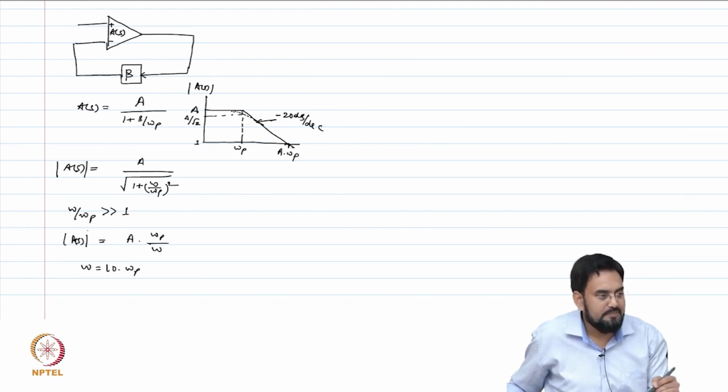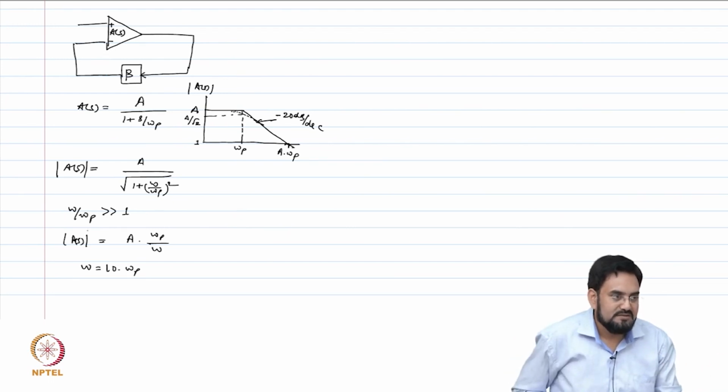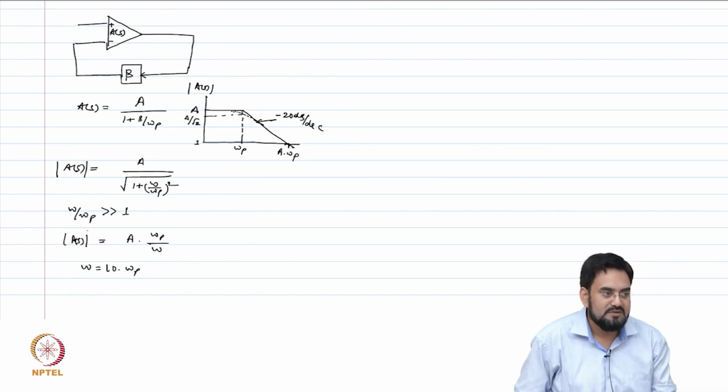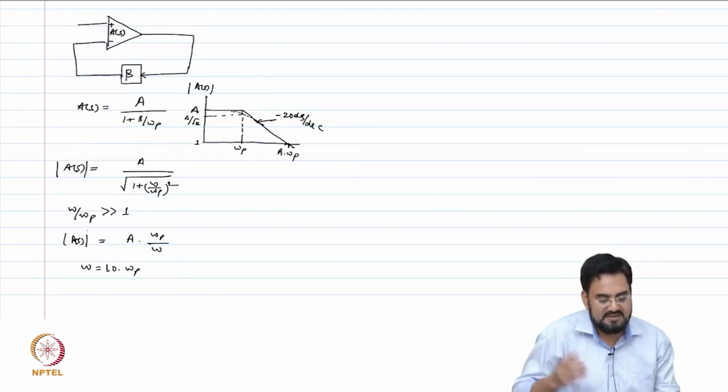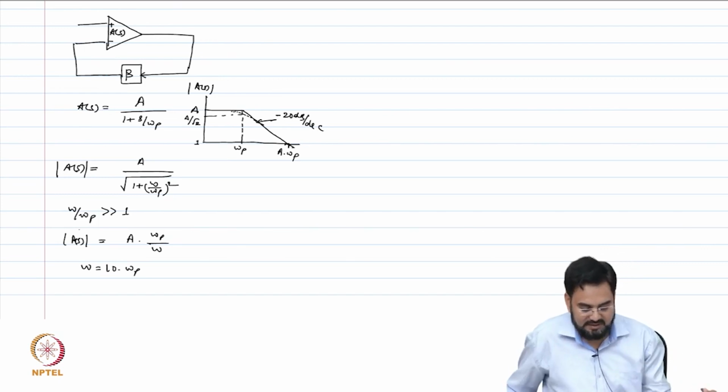So this omega over omega p will become (omega over omega p) square, and in logarithmic terms square is nothing but multiplying by 2. So 20 into 2, it will become minus 40 dB per decade. So depending on the number of poles, you just multiply 20 dB by the number of poles, and you will get that.